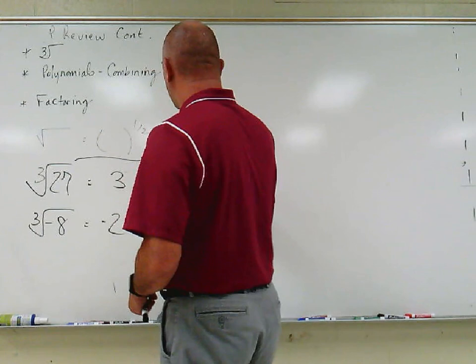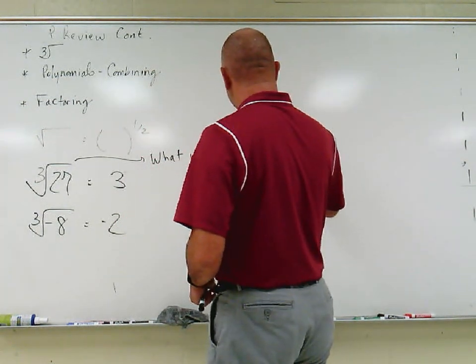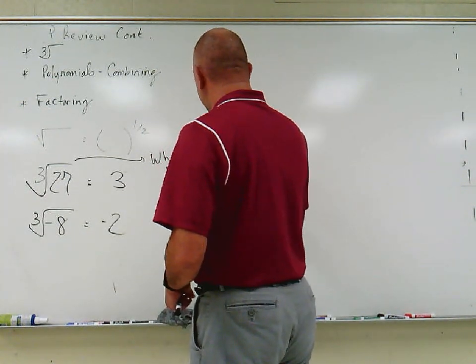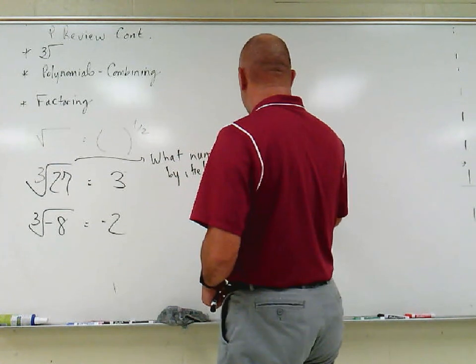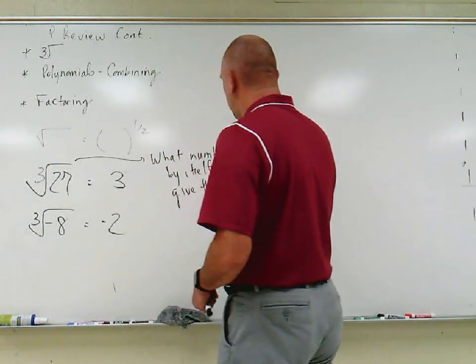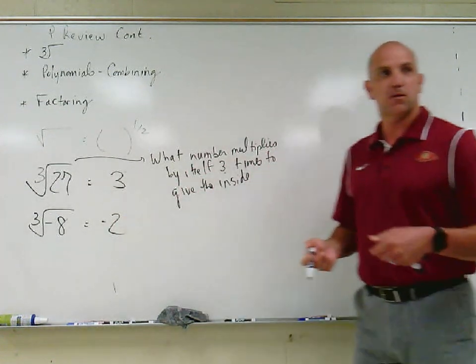That symbol asks what number multiplies by itself 3 times to give the inside. So it doesn't have to be a positive, it just depends on the question. So a cube root, you can take the cube root of a positive or you can take the cube root of a negative.